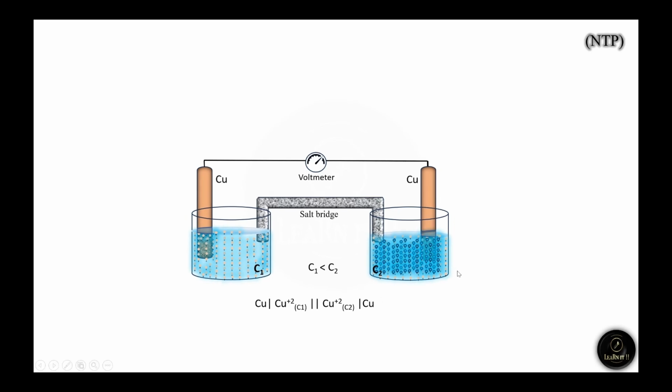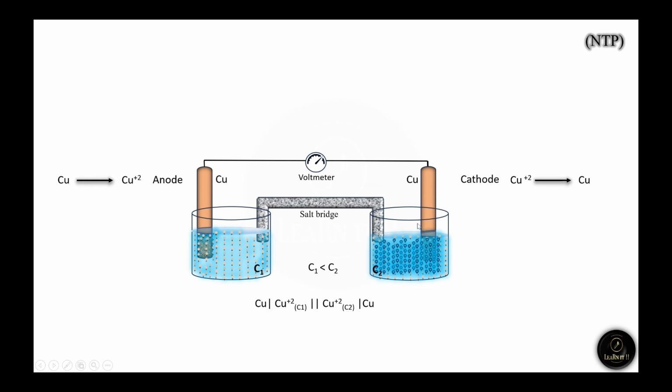At this condition, the electrode with higher concentration starts to undergo reduction. So if it starts to undergo reduction, it acts as a cathode. The electrode which has lesser concentration will start to undergo oxidation. So here the copper on the left hand side starts to undergo oxidation to give Cu plus 2 ions, whereas on the right hand side the Cu plus 2 ion starts to undergo reduction to become copper.